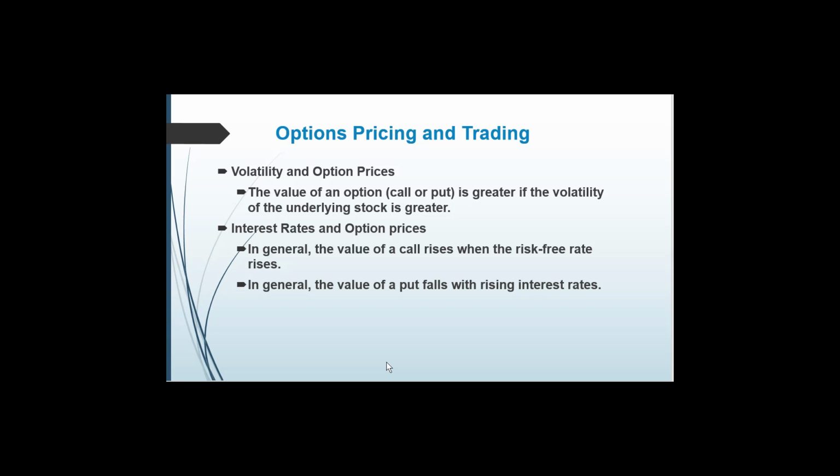Interest rates are also important, right? The value of a call is going to increase when the risk-free rate increases, and the value of a put falls.